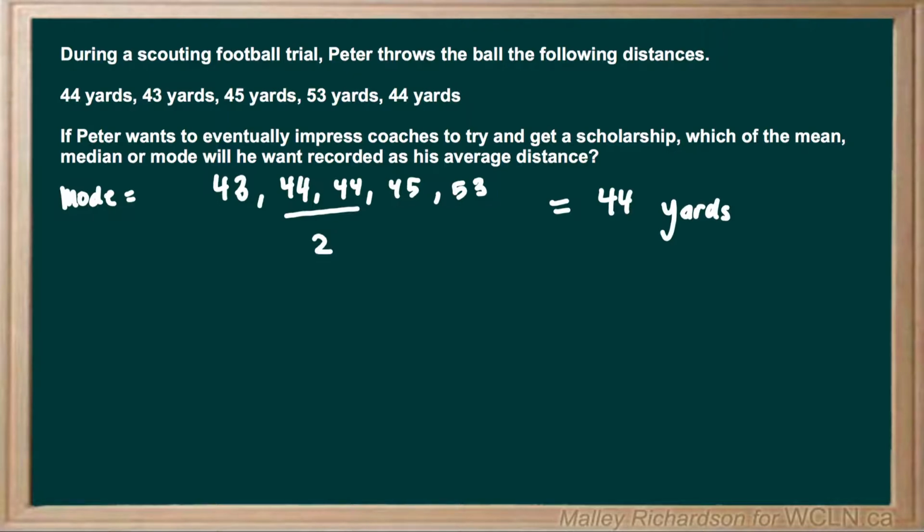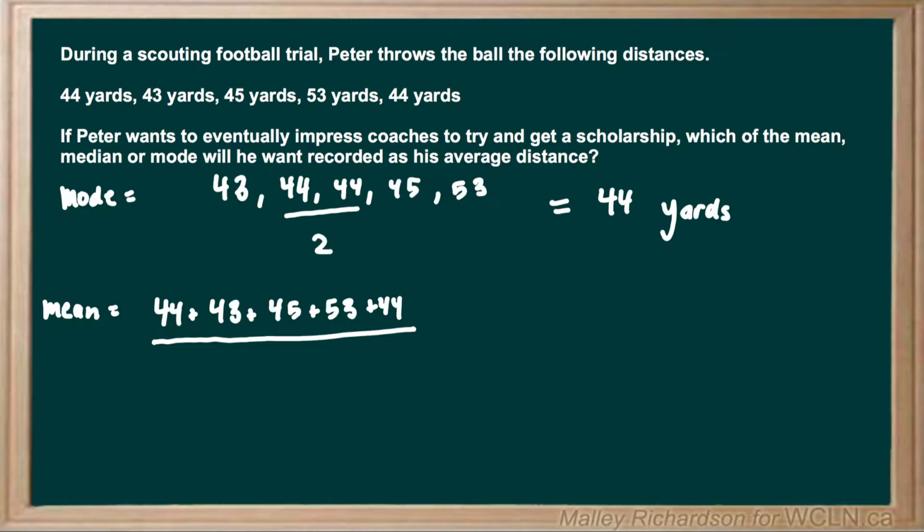So now that we found the mode, let's find the mean. To find the mean, it's the same as taking the average. So we have to add up all these values and then divide it by the number of values that we added. So we want to add 44 yards plus 43 yards plus 45 yards plus 53 yards plus 44 yards, and then divide that by the number of values that we're adding together. Well, we're adding 1, 2, 3, 4, and 5 values. So therefore, we're going to divide this by 5.